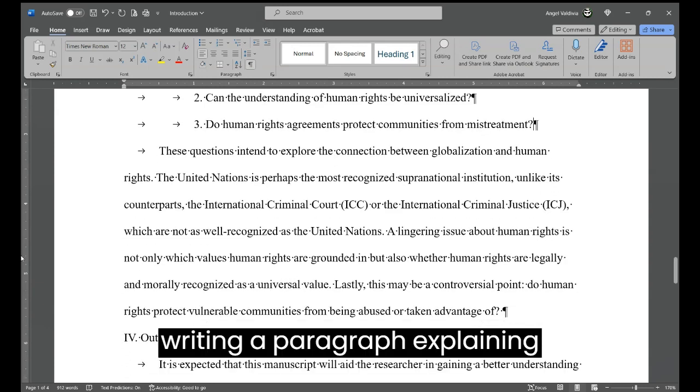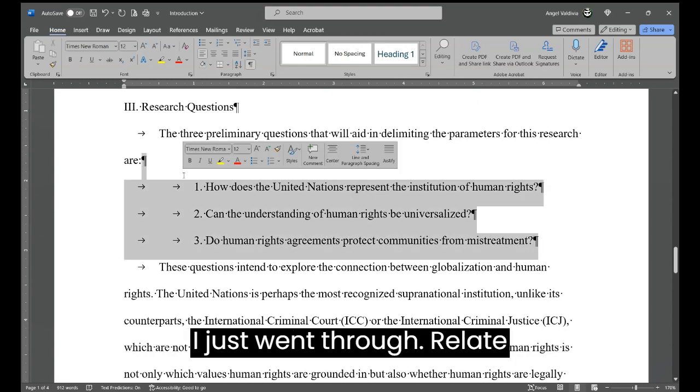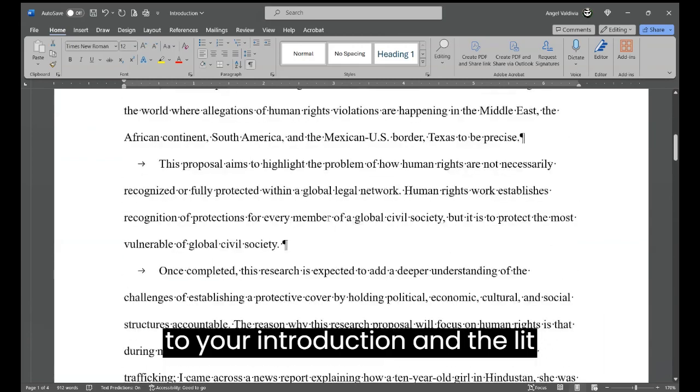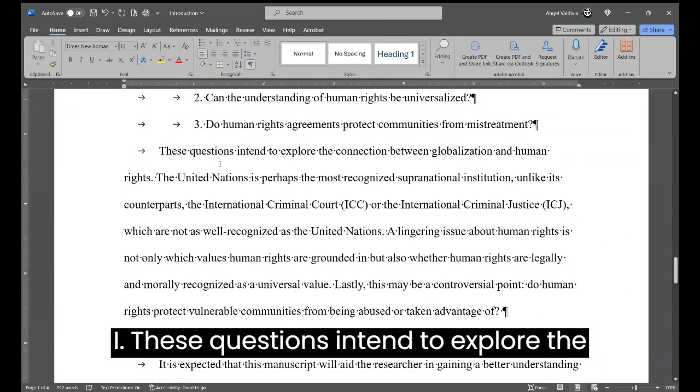Writing a paragraph explaining how your questions, these questions that I just went through, relate to your introduction and the lit review. All right, so this is what I wrote. These questions intend to explore the connection between globalization and human rights.